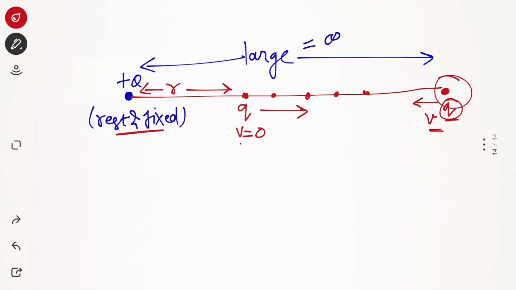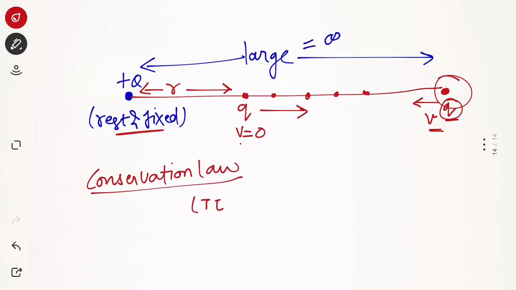It means we have an initial velocity, we have a final velocity, we have a distance. Now we're gonna find the relation between this distance r and this speed v. How can we do that? We can directly use the conservation law, or we can say the energy conservation law. And what does the energy conservation law tell? It tells that the total energy of a system in any state will always be constant. So we can write total energy initial equals total energy final.